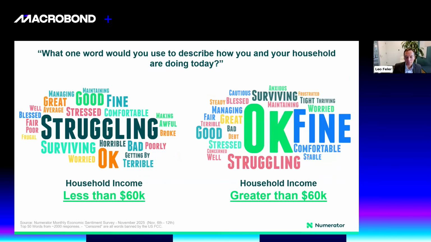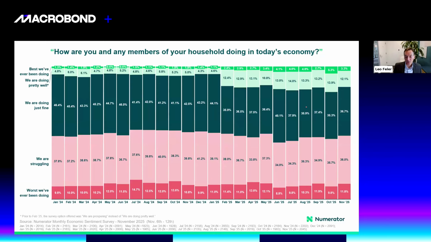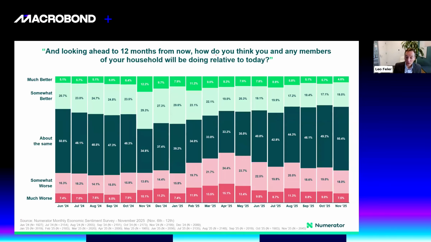If you look at this by those earning less than $60,000 versus those earning more than $60,000 a year, this is where you get a big difference in people saying, I'm doing okay or I'm doing fine. You're starting to see a little bit of an increase with people saying they're struggling, but not all that different than what we were seeing back in 2024. When consumers are talking about their own household, things are still holding steady.